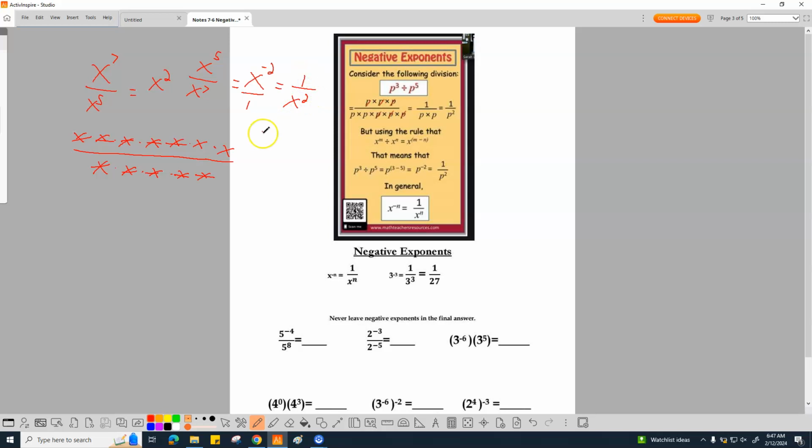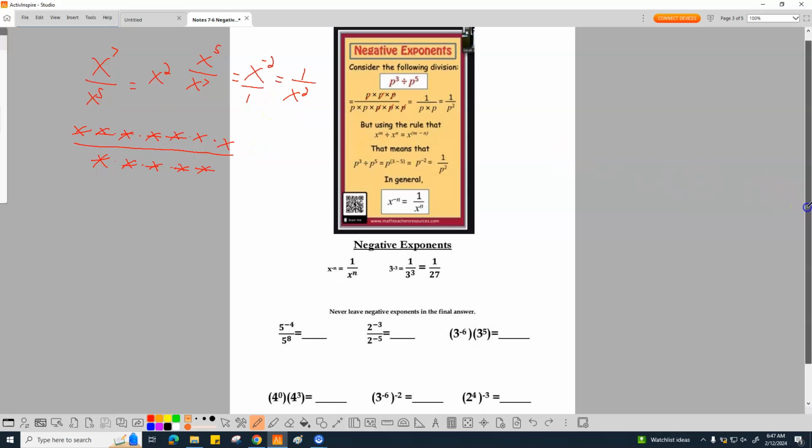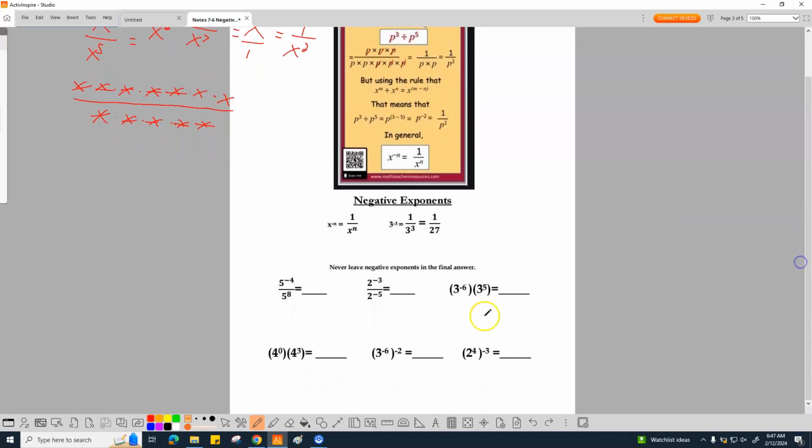So I taught this on Friday. That's why I'm going through it a little like this. It's not that big of a deal. Pay attention to how I solve these problems, and then let's get to it. So, let's just do this first page of examples right here.